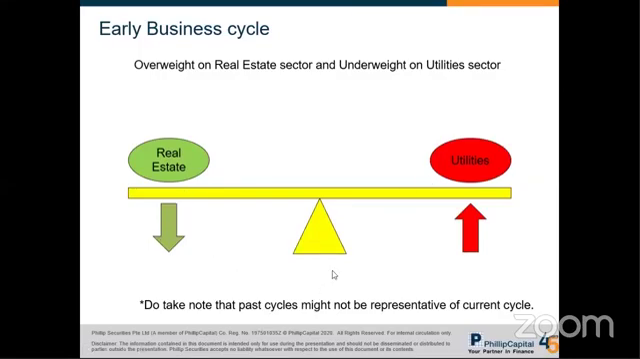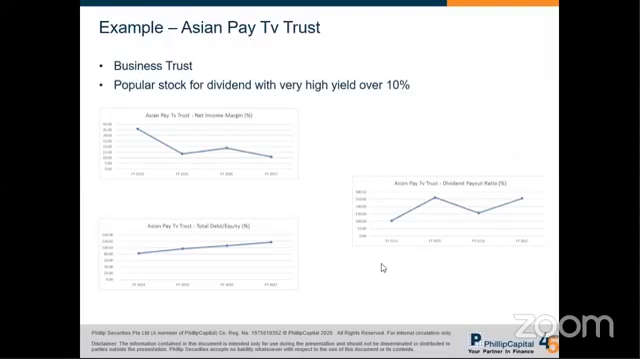But do note that the past cycle may not be representative of the current cycle. So what I can do is long real estate, short utility sector, because you can see in analyst reports, they will sometimes be overweight on certain sectors and underweight on others. So you can make use of this as well. Then another way we can use CFD is this.